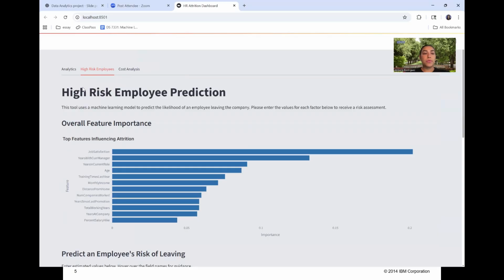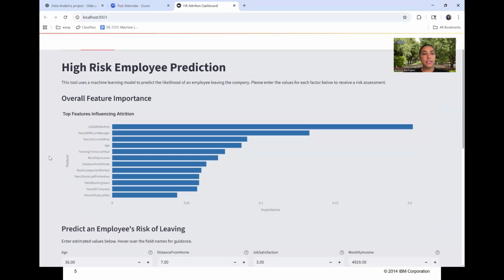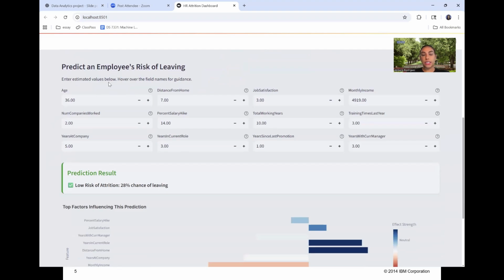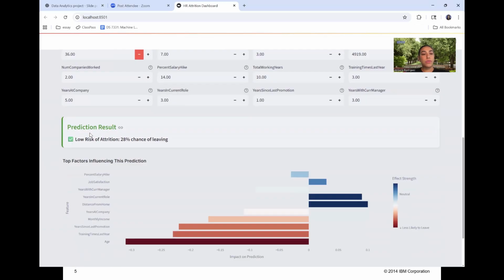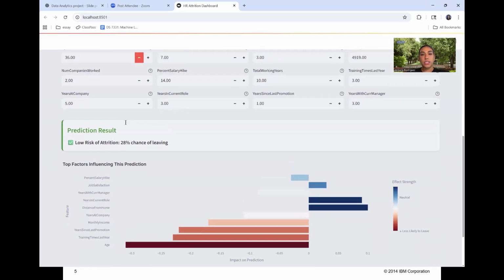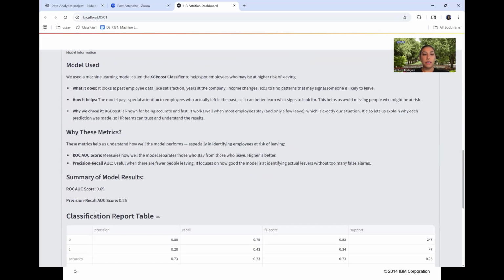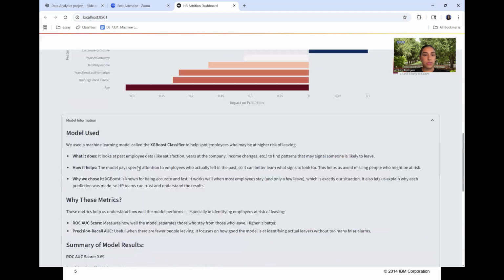We also have a tab where you can predict the high-risk employees. So this graph right here is showing you the top features influence attrition overall. Then we have the section where you can actually predict your high-risk employees. So this is fully customizable and can be edited here. And then it shows you the prediction rate result down here. So this person with these metrics has about a 28% chance of leaving. And then this is the SHAP graph down here, which shows you which features contributed to that percentage the most. And then we also have a breakdown of the model information for any of the end users who are interested in that.